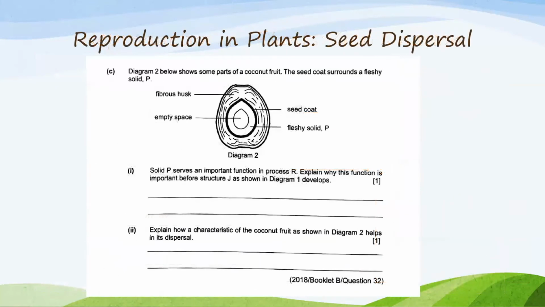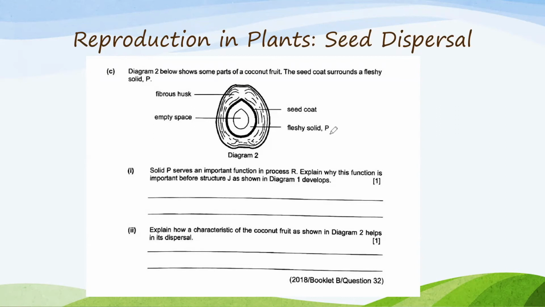All right, so these are some tips that I give my students to help them remember. All right, next. Now we are still in the same topic, which is reproduction in plants. Now we're on seed dispersal. The diagram below shows some parts of a coconut fruit. The seed coat surrounds a fleshy solid pea. So let's take a look at this diagram. There's empty space here, and this empty space is filled with our favorite, the coconut water. Some people like to drink it, including me. There's also the fibrous husk, which is outside here. There's also a seed coat and the fleshy solid pea, which is what some of us like to eat, the coconut pulp.